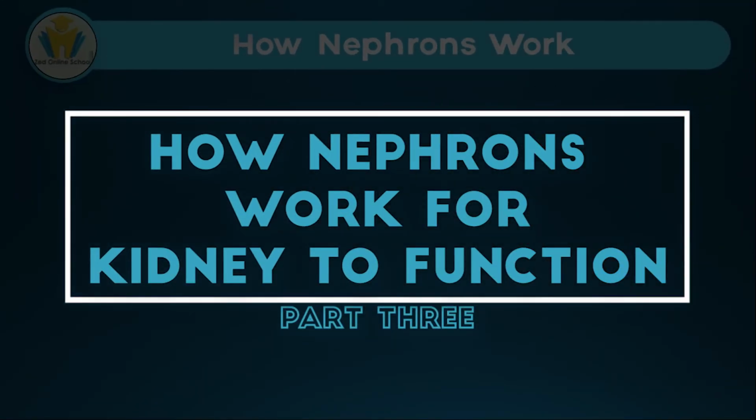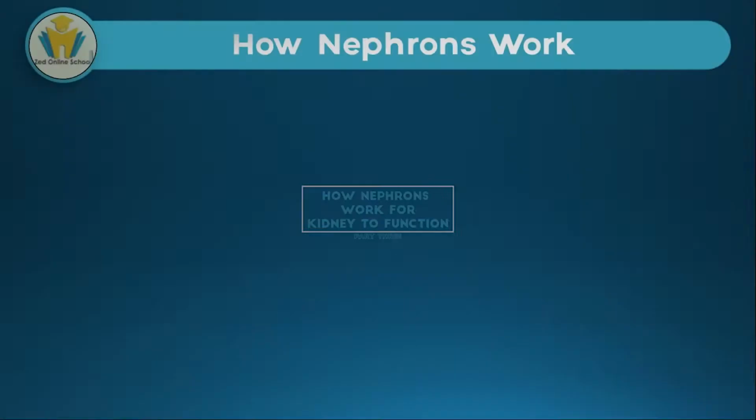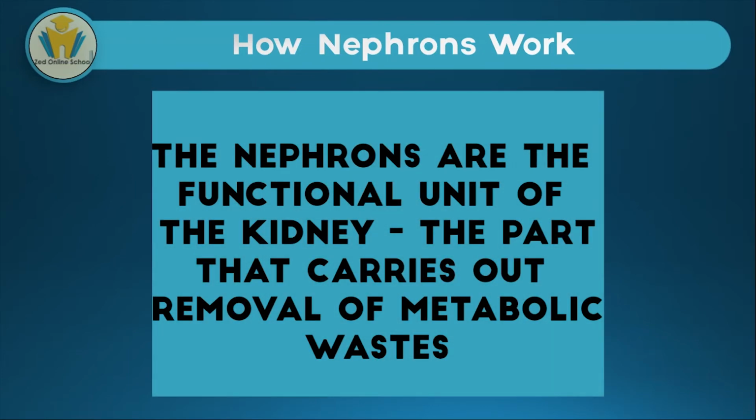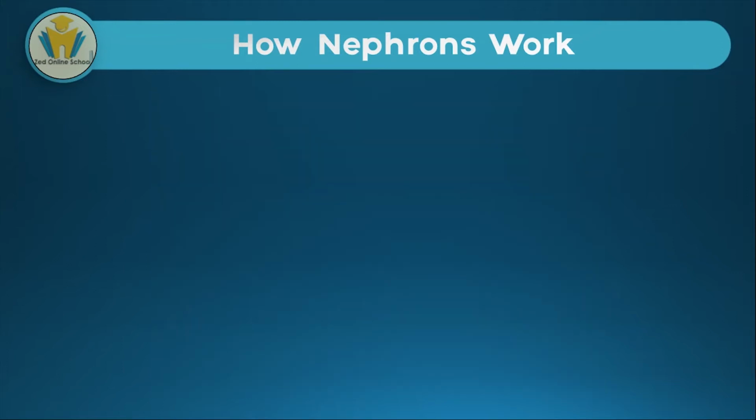How do nephrons work? Well, before we get into how nephrons work, we should understand one thing. Nephrons are the functional unit of a kidney. This means that this is where the removal of the toxic metabolic waste occurs. Before we also look at how the nephrons work, it's very essential to know where these nephrons are located.